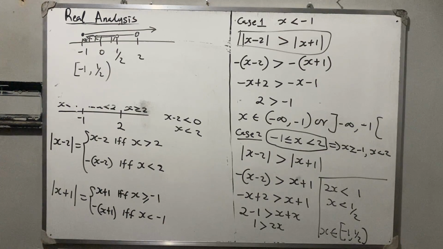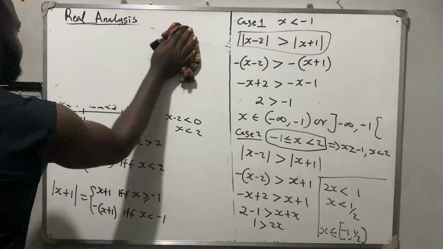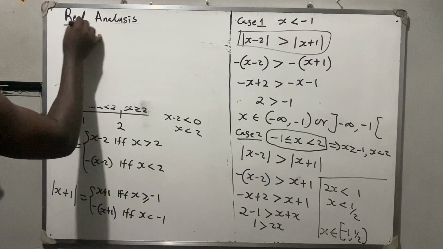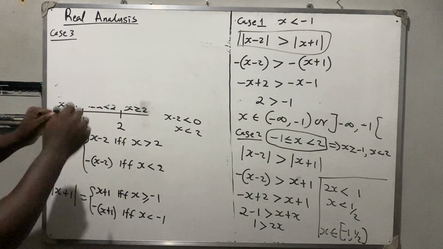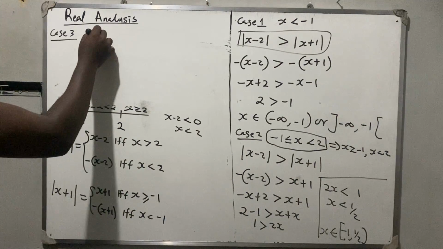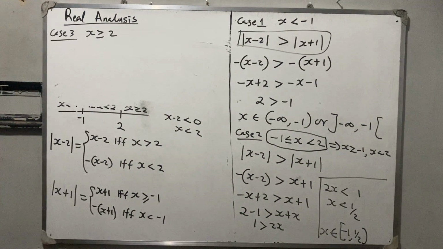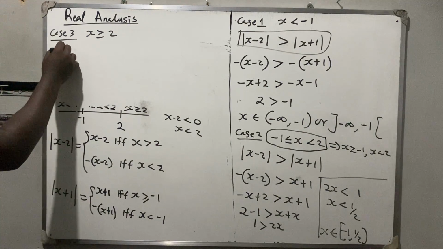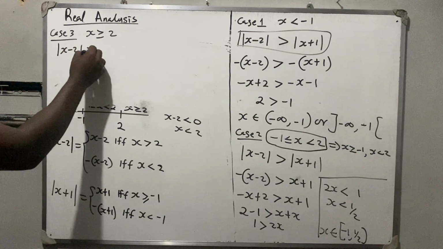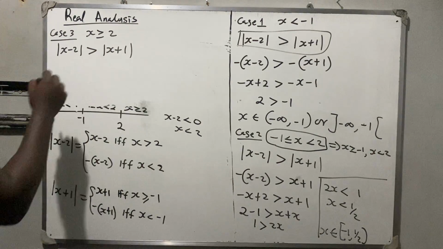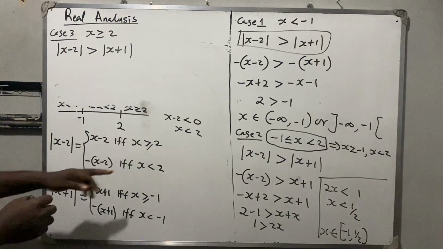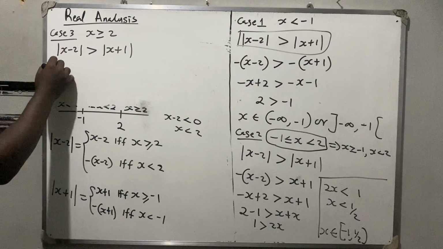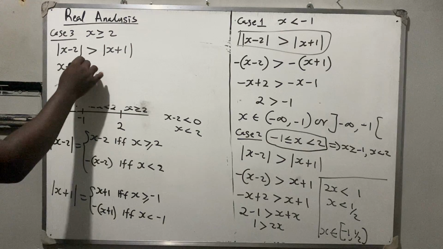Now, case 3. So let's go to case 3. For case 3, is that the last part, that x is greater than or equal to 2. If x is greater than or equal to 2, now we consider the question again. The question said absolute value of x minus 2 is greater than absolute value of x plus 1. And I told you that if x is greater than or equal to 2, it's going to be itself. So here is going to be itself, and then greater than.